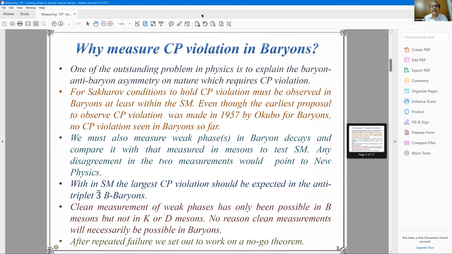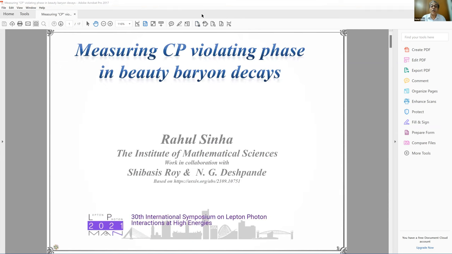Yesterday we had this very nice talk by our chairman on observing CP violation. Today I'm going to talk about measuring the CP violating phase in beauty baryon decays, because it is more likely that we see CP violation first in beauty mesons and beauty baryons. This work is done in collaboration with Shibashish Roy and N.G. Deshpande.